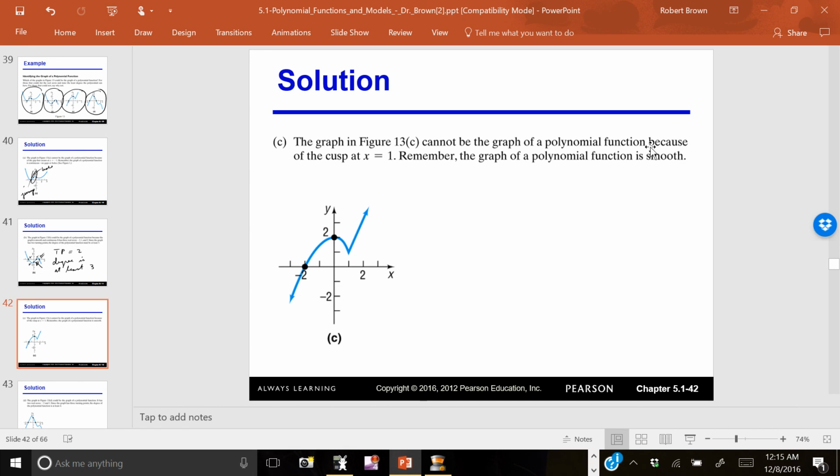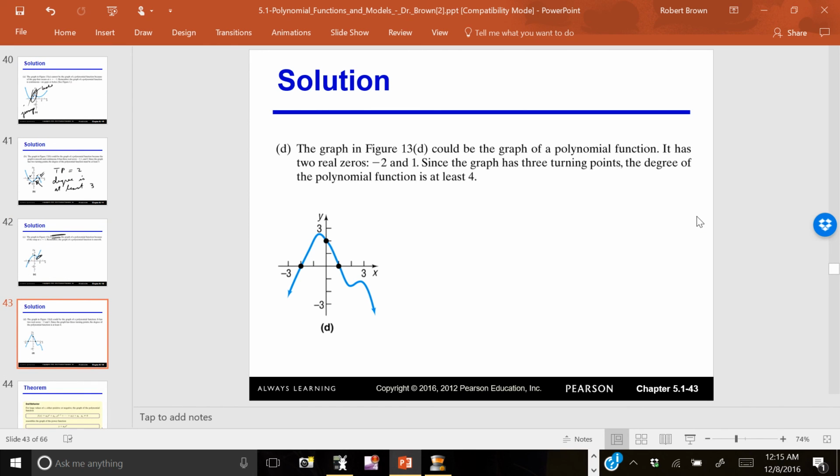Now, this looks smooth up to a point, and then all of a sudden it takes off. So it cannot be the graph of a polynomial.